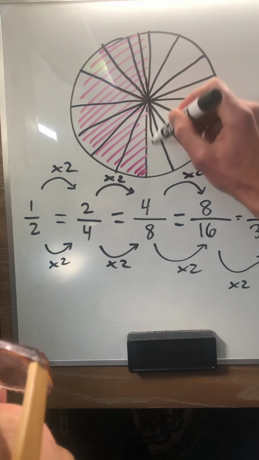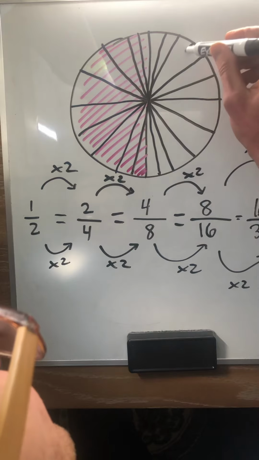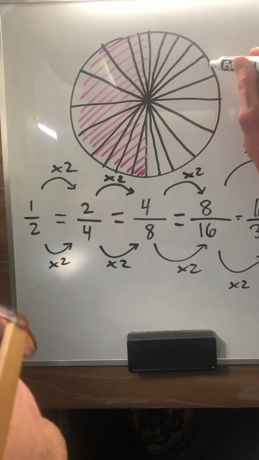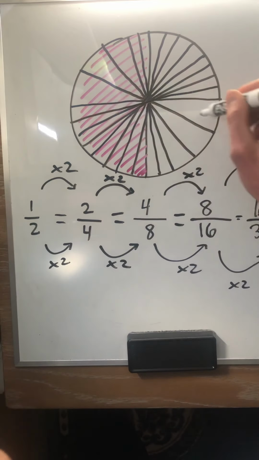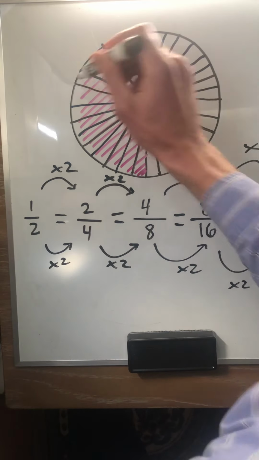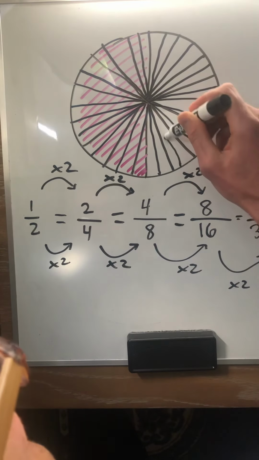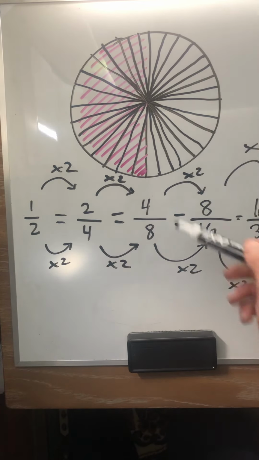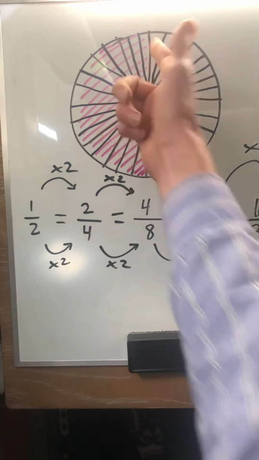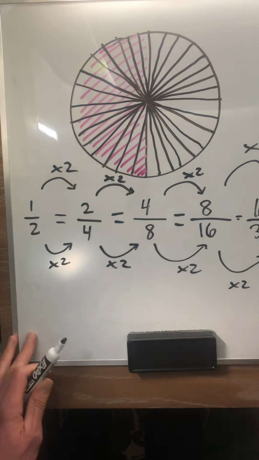It'd look like this. And that. And that. And that. And that. And that. And that. And that. I think that's all of them. But even now that we have 32 pieces, I still have half the pizza still colored in, right? So I still have half the pizza. So it just goes on forever and ever and ever.